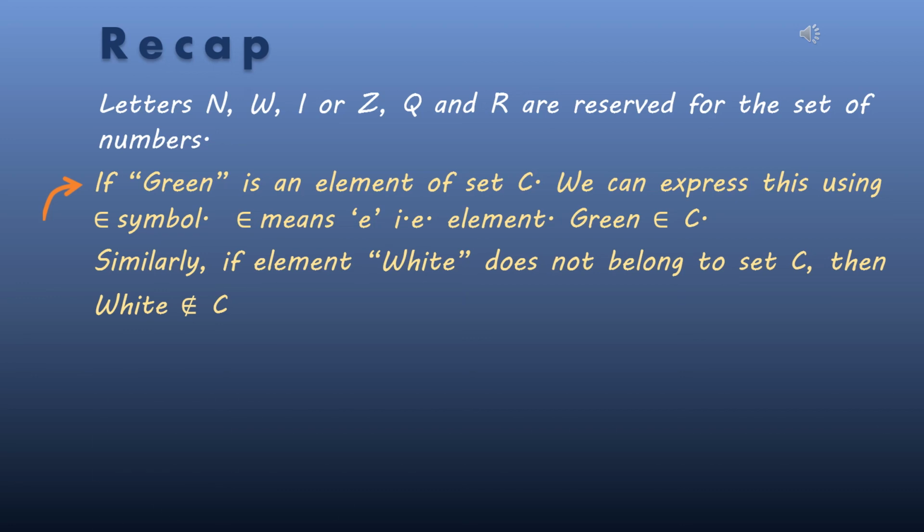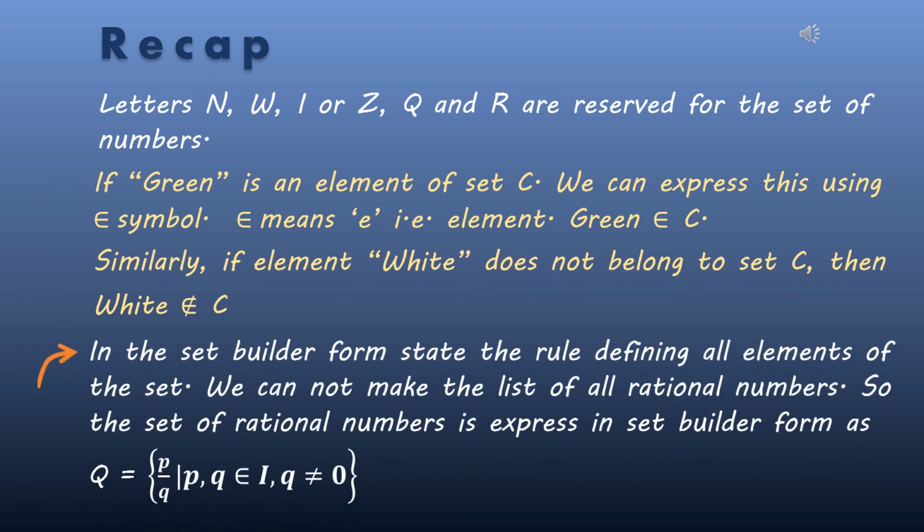In the set builder form, state the rule defining all elements of the set. We cannot make the list of all rational numbers. So the set of rational numbers is expressed in set builder form as Q is equal to the set of all numbers in p upon q form such that p and q belong to the set of integers and q not equal to 0.